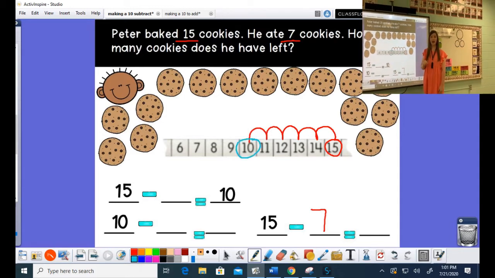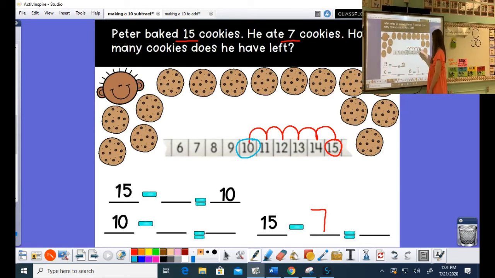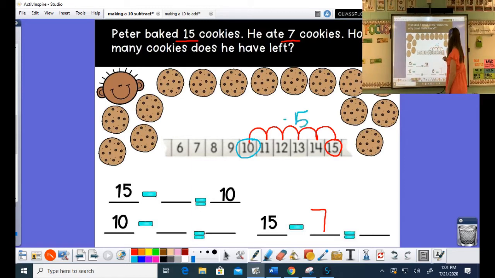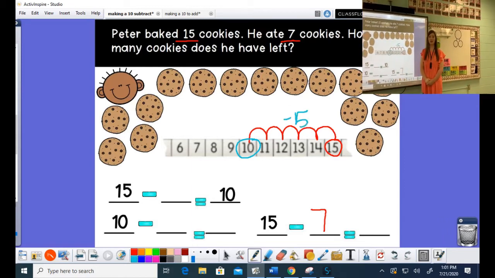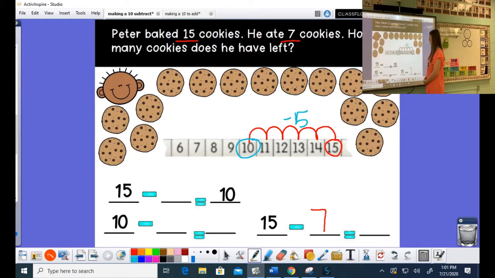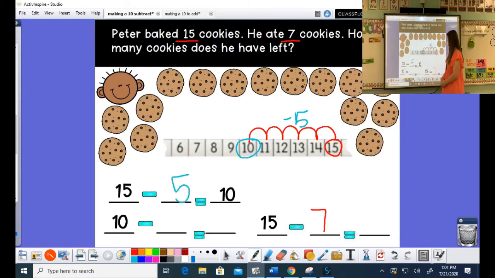How many times did I hop on our number line until I got to 10? That's right, 5. 1, 2, 3, 4, 5 hops. And we subtract 5 because we hopped backwards. So that's what I need to write in my new number sentence. 15 minus our 5 hops equals 10.